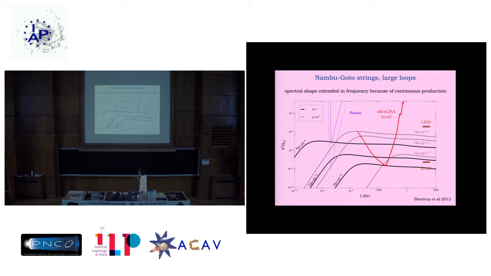This is an example of the spectrum from Nambu-Goto strings, and you see the spectra are very extended in frequency because it is a continuous production from when the string network is generated up to today.